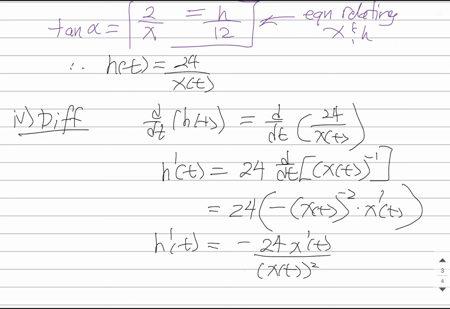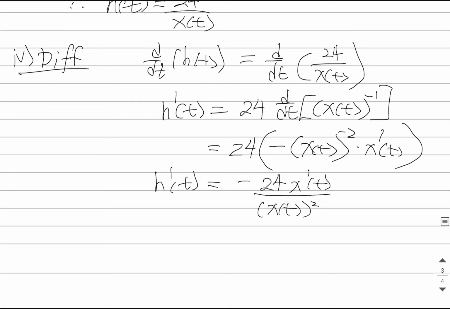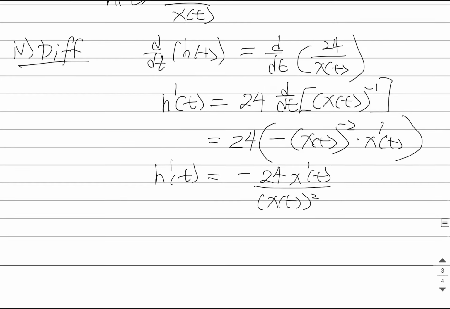So we've got h prime of t is -24 x prime of t over x squared. Now, a lot of those details are there, but the important one that we need is the sign, right? So if x prime is positive, if he's moving away from the light, h prime will be negative, which means that the height of the shadow will be decreasing. So again, in terms of common sense here, this formula seems to work.